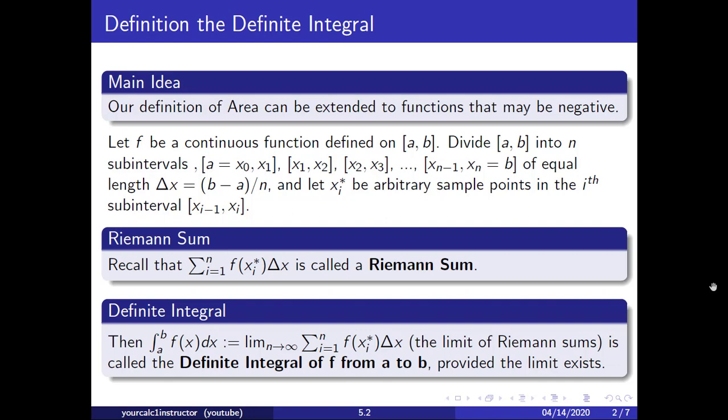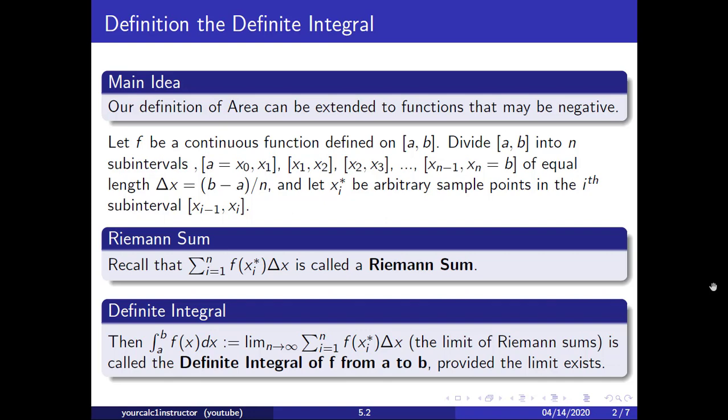And so note the only thing that's different here is that now this f of x sub i star that we're multiplying by could be negative. So it's not really the height of rectangles, it's really giving us a height that is negative in some cases, which is kind of weird, but we'll see what this ends up looking like later.